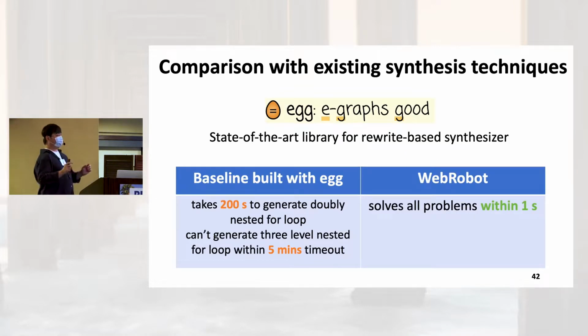In order to see if our speculation and validation technique is indeed faster than the previous work, we also built a baseline for 6 benchmarks, because it takes a long time for us to write rules, so we didn't apply it to all the benchmarks. And the baseline built with egg will take 200 seconds to generate a doubly nested for loop and cannot generate a 3-level nested for loop within the 5 minute timeout, while WebRobot can solve all the problems within 1 second, which means that we are indeed faster than the sound rewrite rules.